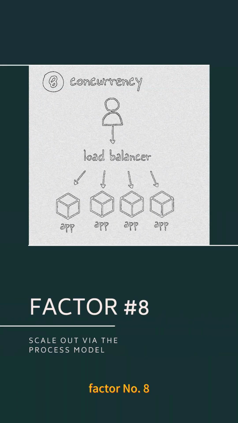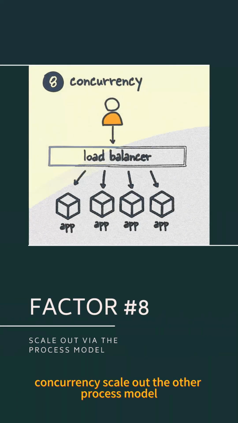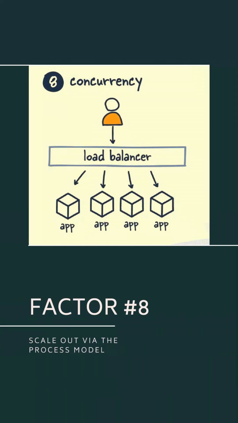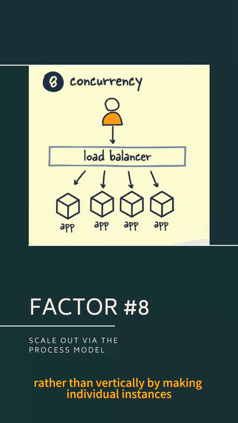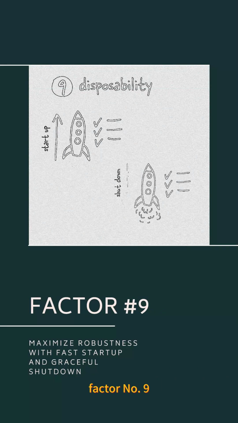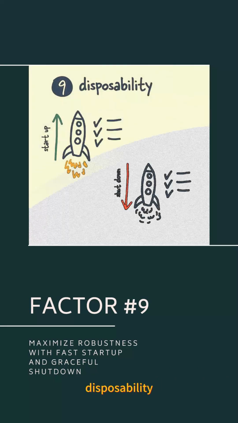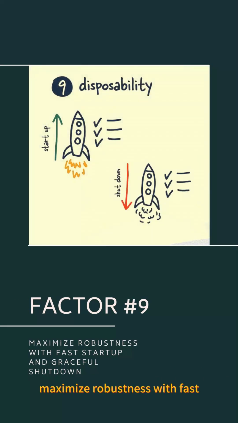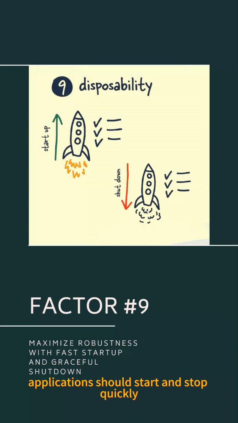Factor number 8. Concurrency. Scale out via the process model. Scale the application horizontally by adding more instances, rather than vertically by making individual instances more powerful. Factor number 9. Disposability. Maximize robustness with fast startup and graceful shutdown. Applications should start and stop quickly, with no adverse effects on other parts of the system.